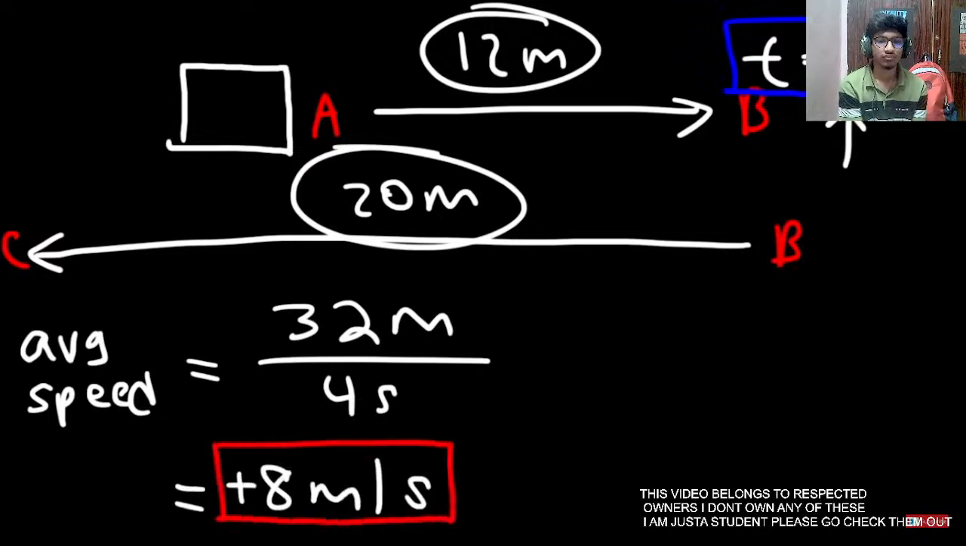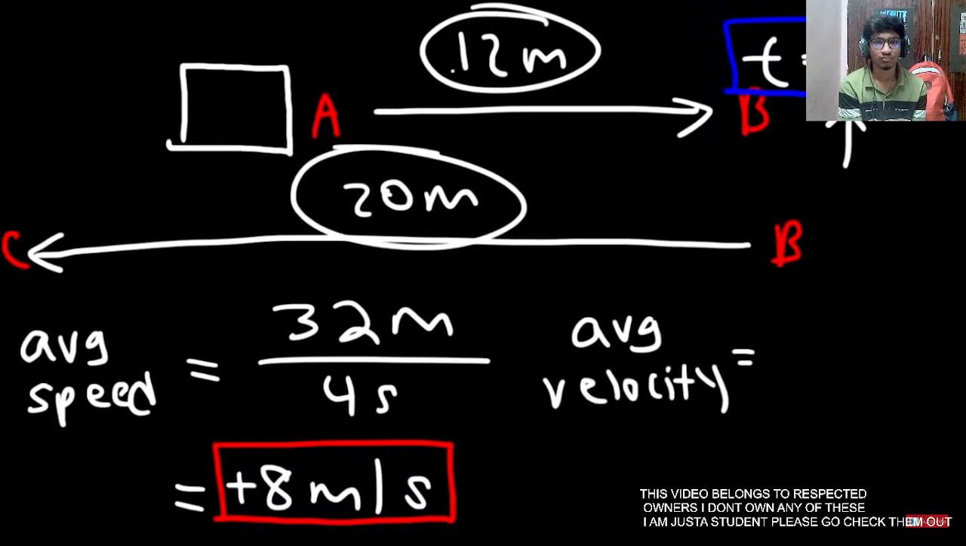Now what about the average velocity? Well, we know that average velocity is defined as displacement divided by the total time. The displacement for the first part of the trip going from A to B is positive 12 because the object is traveling in a positive x direction. The object is going east. For the second part of the trip, the object is traveling west towards the negative x direction. And so going from B to C, the displacement is negative. So if we add up 12 and negative 20, we get the net displacement, which is negative 8.